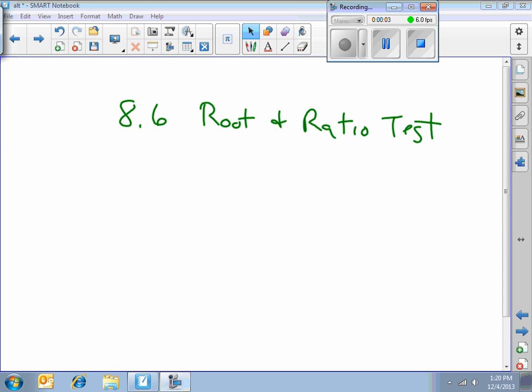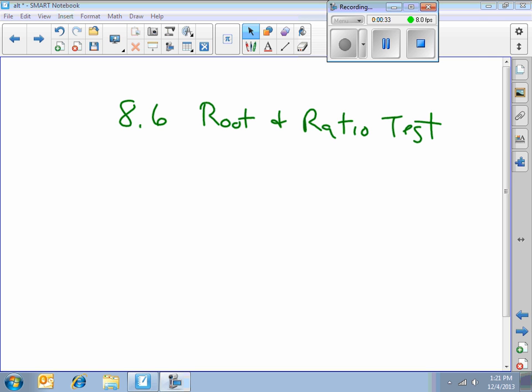Alright, we're ready to look at 8.6, the root and ratio test. That is, believe it or not, our last video of this semester. So far we've been answering all the true-false questions: does it converge or not converge? And we have an abundance of tests. Well, this root and ratio test is the final test we're going to learn before your final next week. So let's see what the root and ratio test is.